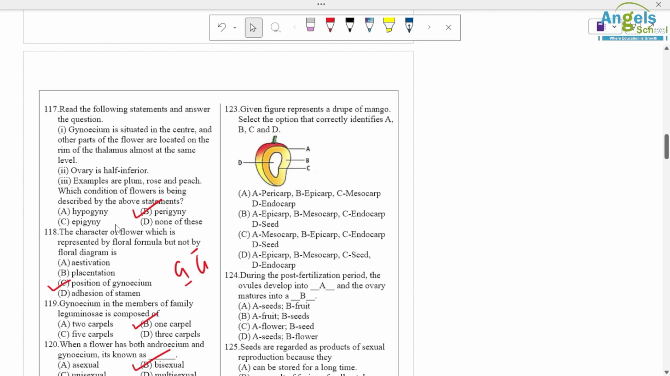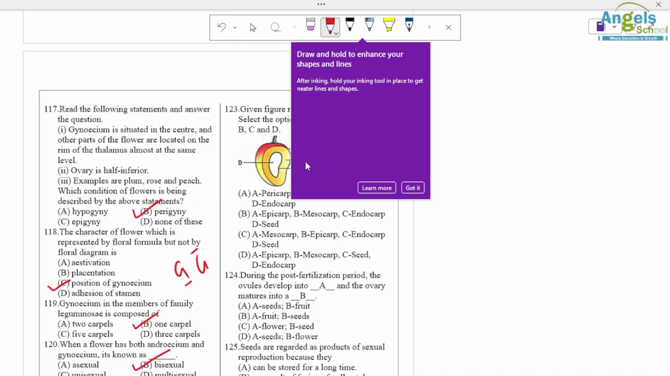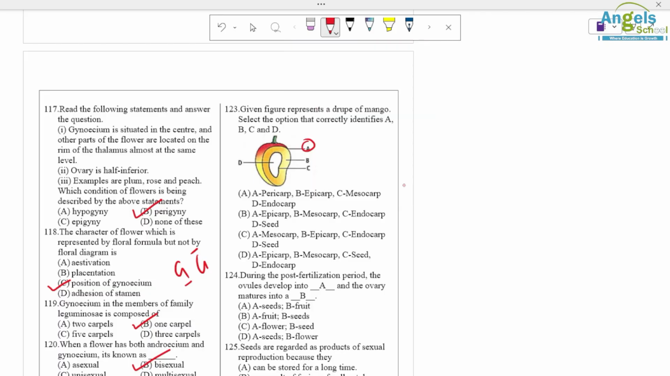Question number 123. The given figure represents a drupe of mango. Select A, B, C, D and the correct option. So A is epicarp, B is mesocarp, C is endocarp, and D is seed. Okay, so option B is correct.